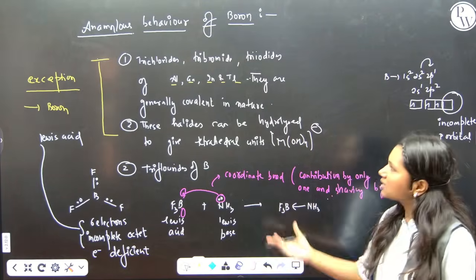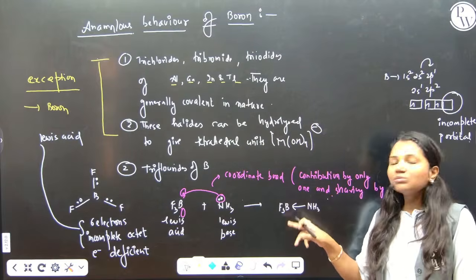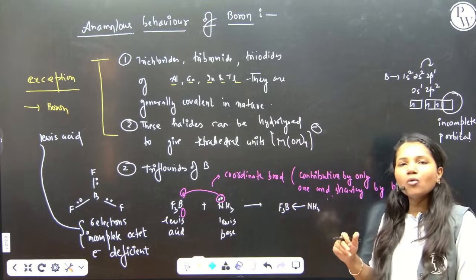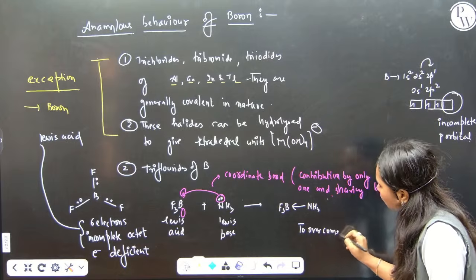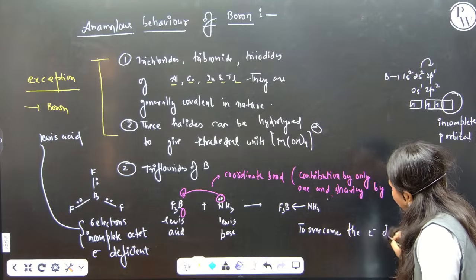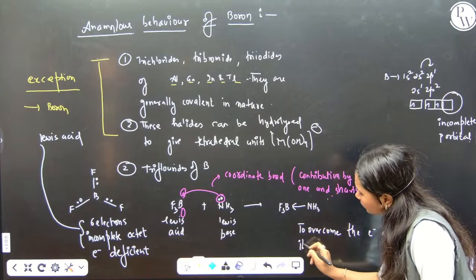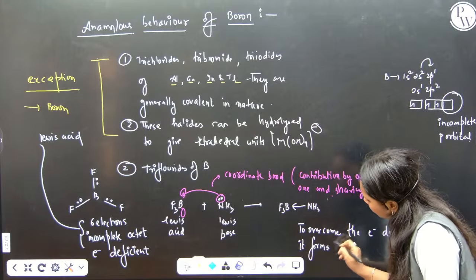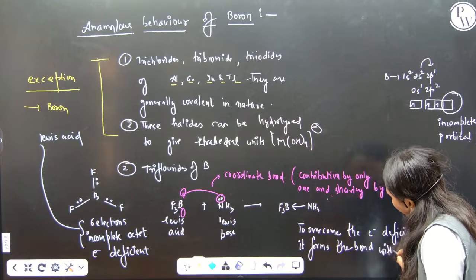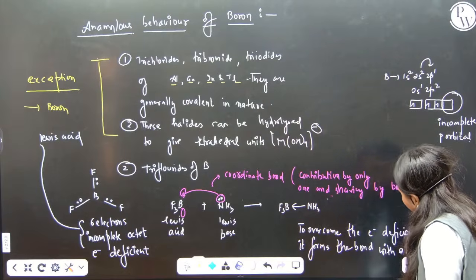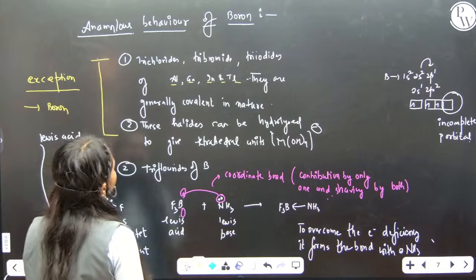Correct? So this is another anomalous behavior shown by BF3. To overcome this electron deficiency, it forms a bond with ammonia. Correct? Yes. Now let's see another anomalous behavior.